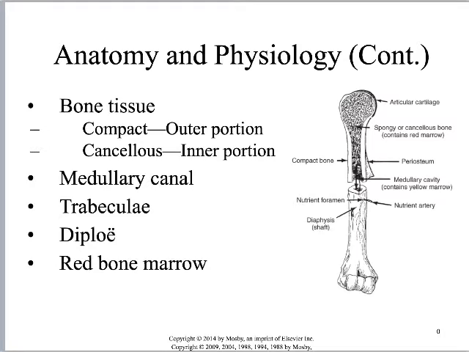The diploe, someone remind me, what does that mean? Cancellous bone located within the skull. So the inner portion of the bone within the skull. Diploe. Cancellous bone of the skull. And then that red bone marrow within the long bones of the body.